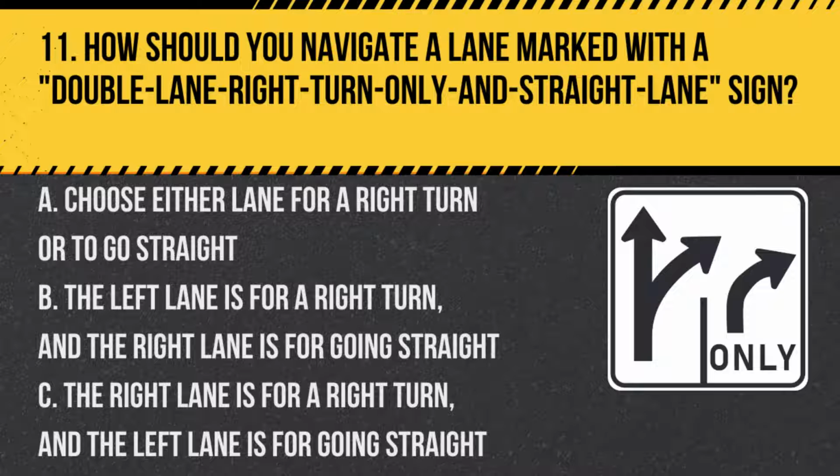Question 11. How should you navigate a lane marked with a double lane right turn only and straight lane sign? A. Choose either lane for a right turn or to go straight. B. The left lane is for a right turn and the right lane is for going straight. C. The right lane is for a right turn and the left lane is for going straight. Answer A. Choose either lane for a right turn or to go straight. This sign indicates that drivers in both lanes have the option to turn right or go straight.